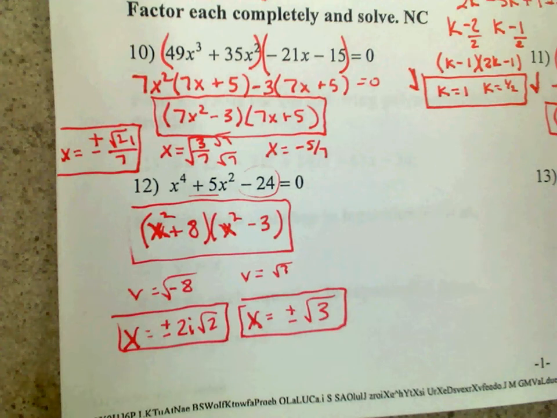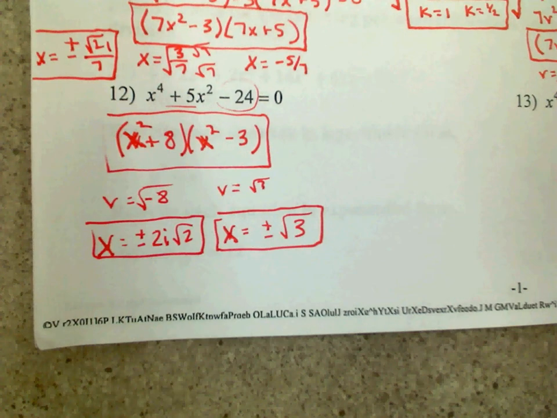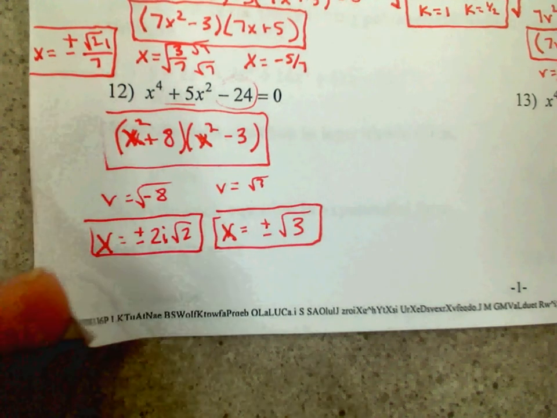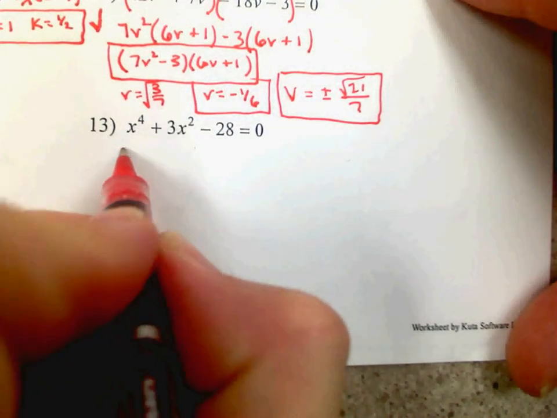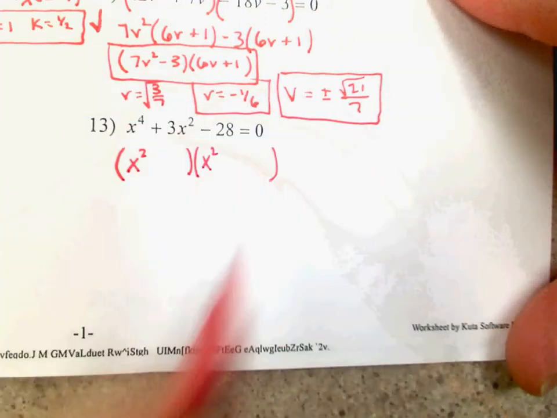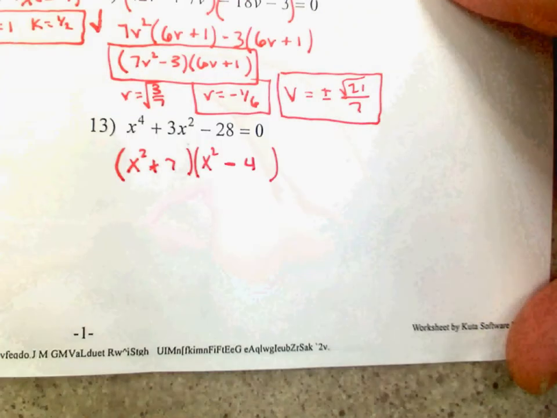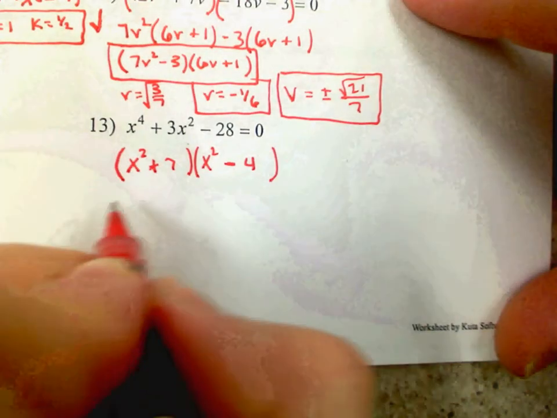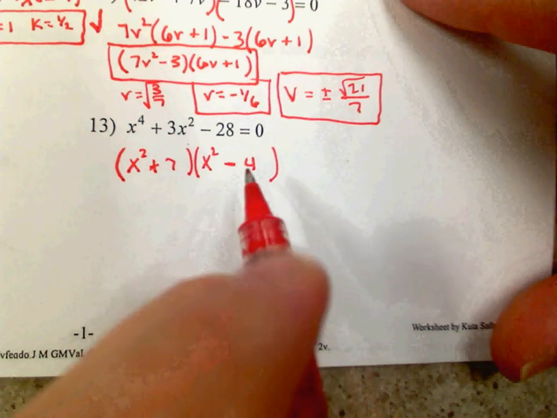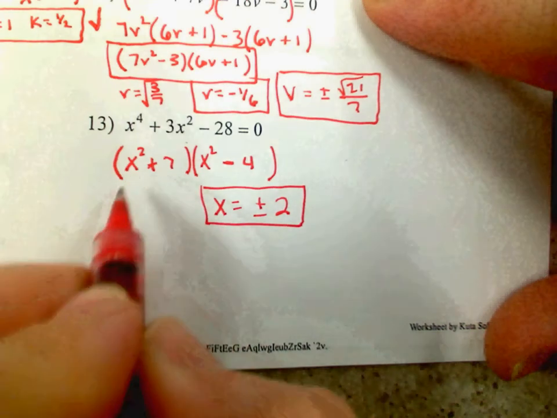Okay, and we'll do the exact same thing on 13. So on 13, factors of negative 28 that will add up to 3, that would be positive 7 and negative 4. And so, well, the one on the right's the easiest. The square root of 4 would be 2 and negative 2, so plus or minus 2. And the one on the left would be negative 7, square root of negative 7, so that would be plus or minus i square root of 7.